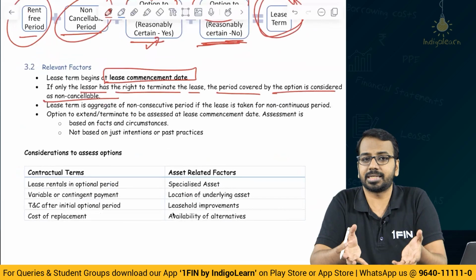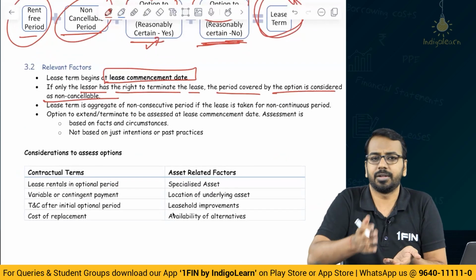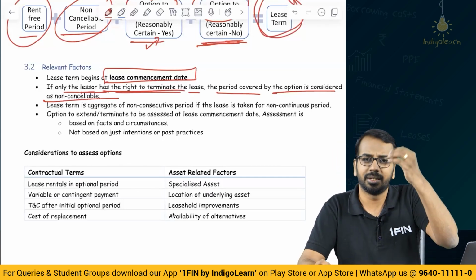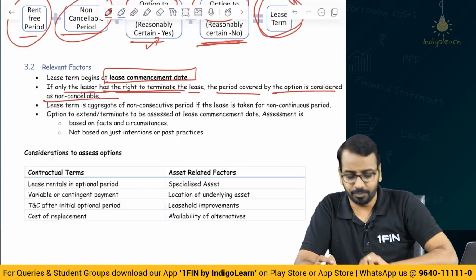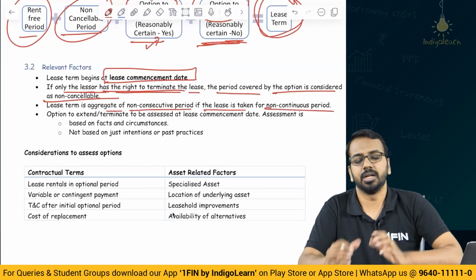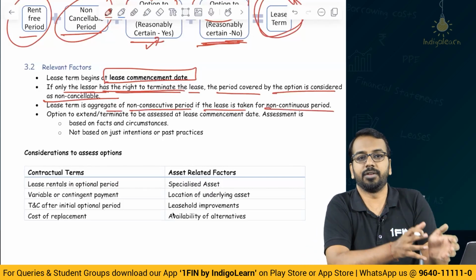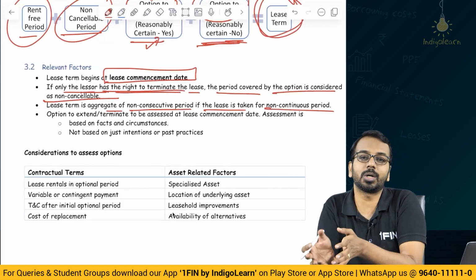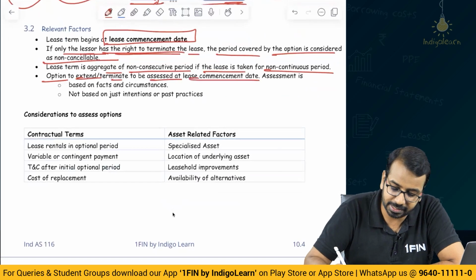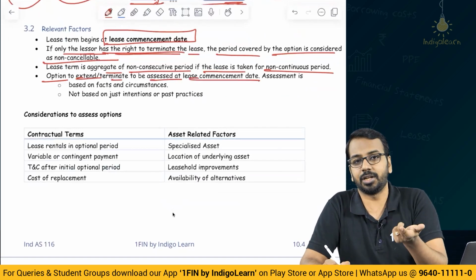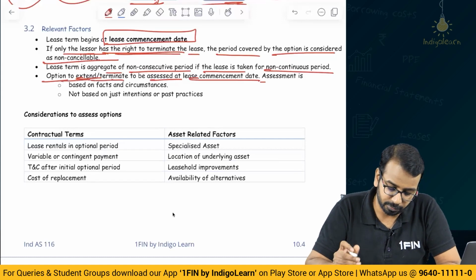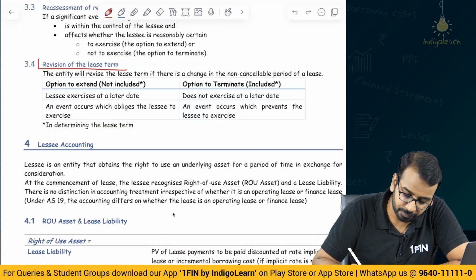When will the lessor cancel? The lessor will cancel only if they get some benefit. So if the lessor has the right to terminate, we will assume that the lessor will not terminate, because vacating, getting a new tenant and all of that will actually become difficult. Lease term is the aggregate of non-consecutive periods if the lease is taken for a non-continuous period. So if you are taking the first quarter of every year, then the lease term is the total of all the periods covered by the lease. Options to extend and terminate should be assessed at the lease commencement. That is, at the commencement of the lease, you will consider whether the option to extend or terminate will be exercised. Moving on to the part of revision in the lease term.